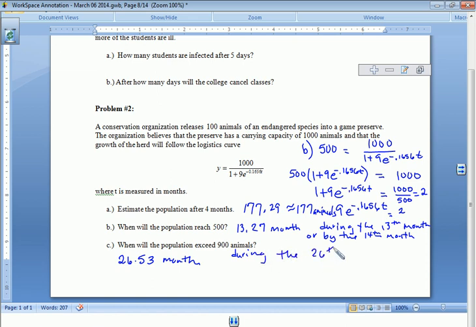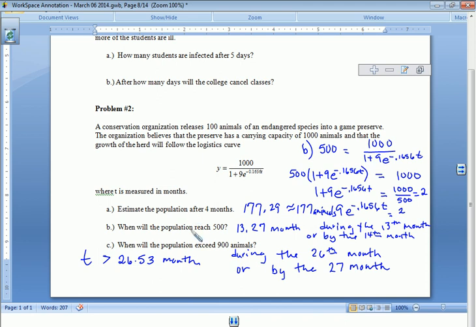Yes, Carter? For letter C, you said 901 since it says exceed. Because I got 26.603. I got t is greater than that. Oh, okay. I just used the inequality because it says exceeds 900. Carter, what you did is not incorrect, because obviously we only have whole animals. Oh, it is 177. It says the same. All right.